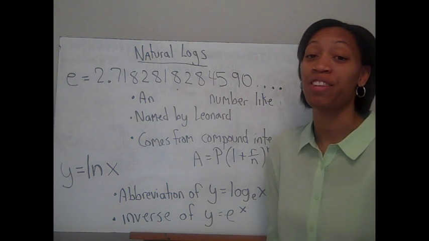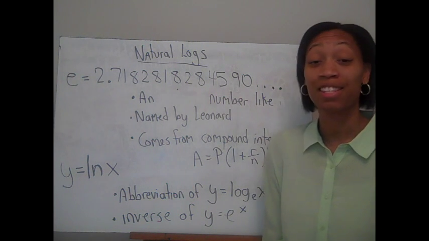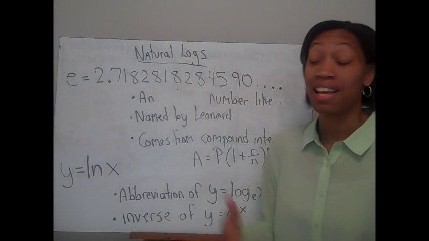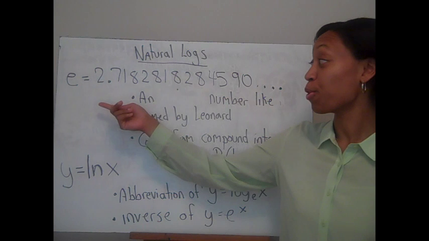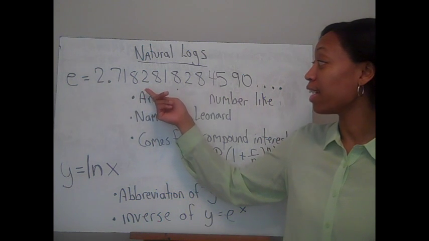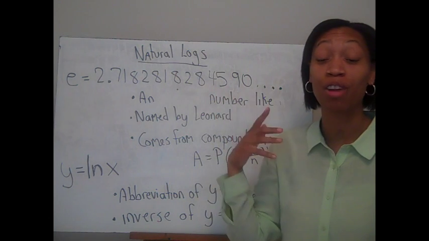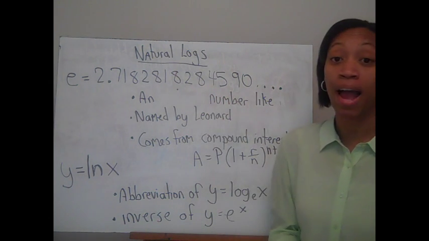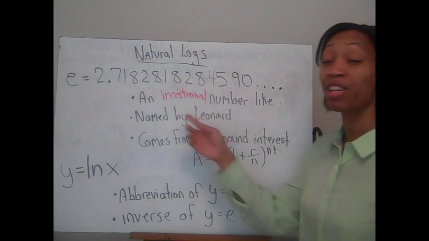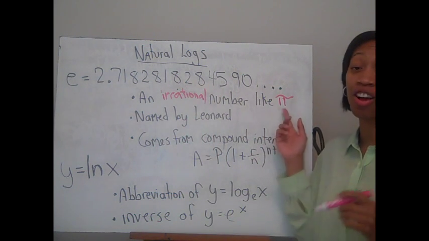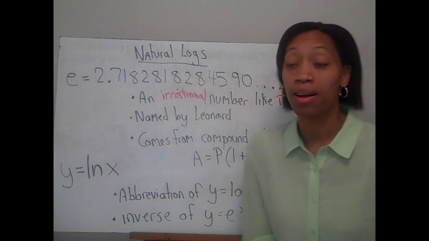Okay, this video is to introduce natural logs. In order to talk about natural logs, we have to talk about the number e. e is the number 2.718281828, etc. It goes on forever. It's another irrational number, just like pi. It goes on and on and on forever without ending.